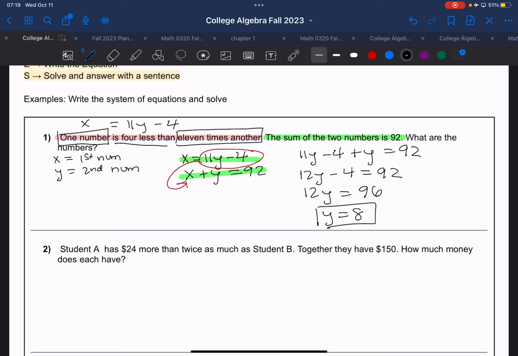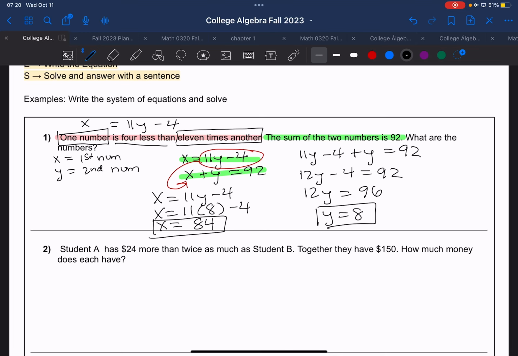Okay. What would we do with that 8 in order to find X? Good, plug it into the first equation. So our first equation was X equals 11Y minus 4. Instead of Y, we found that it's 8. So X is equal to 11 times 8 minus 4. And then we just simplify. What's 11 times 8? 88. And what's 88 minus 4? 84. So that means what are these two random numbers?